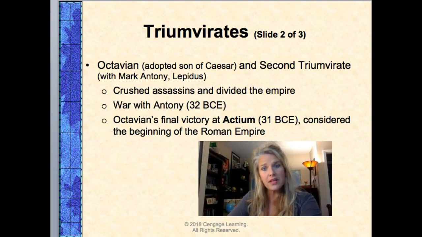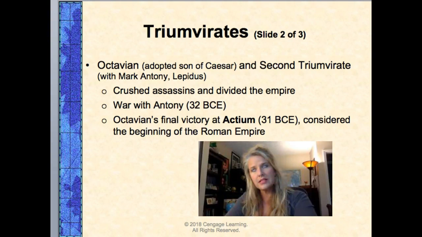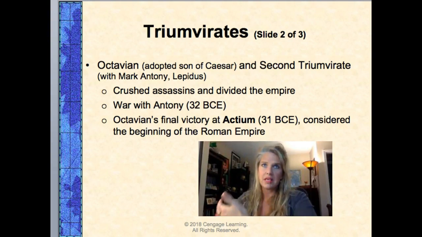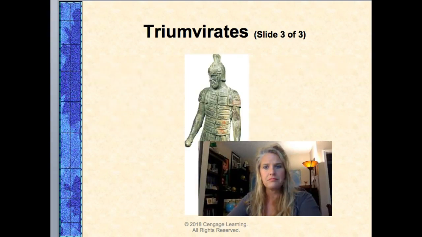Okay, Octavian, adopted son of Caesar, takes over for Caesar, but they have a second triumvirate, which is with Mark Antony, Lepidus, and Octavian. Crushed assassins and divided the empire. Then there was a war with Antony. Antony hooks up with Cleopatra again. He listens to her advice, and her advice is not good. And then finally, he has the fateful battle in Actium, and it's the beginning of the Roman Empire.